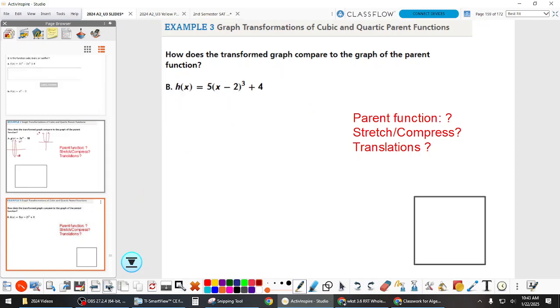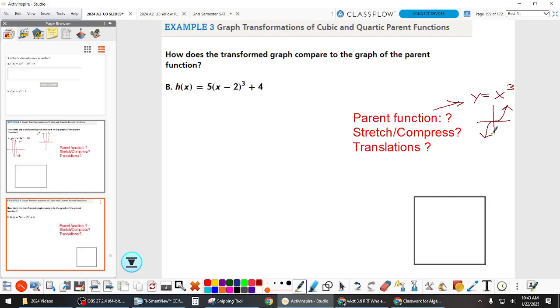Let's try another one. What does this one do? I didn't talk about h. We can if we need to, but what does this one do to it? Okay, what does the parent look like? Well, what is the parent, I guess? Let's just start there. The name of the parent function. It's cubed, right? What does a parent cubed function look like? Like that. No bumps. If it's just x cubed, there's no bumps.